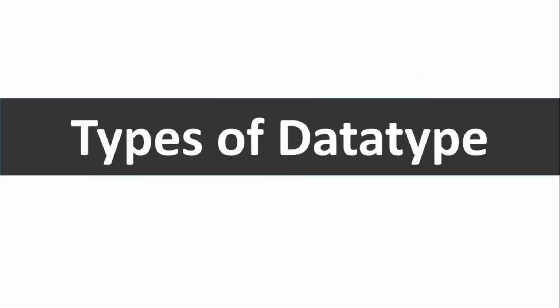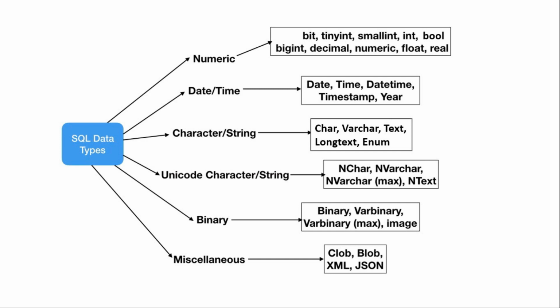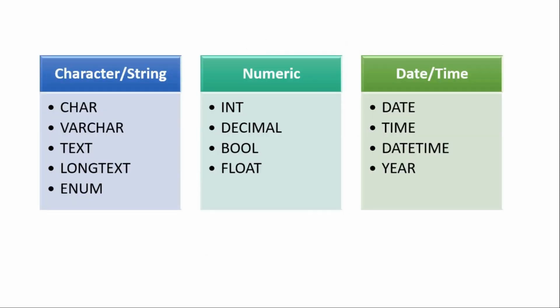So now let's see how many types of data types are available. So in SQL, mainly we have these 6 types of data types, which are numeric, date or time, character or string, Unicode characters or string, binary and some miscellaneous data types. But generally we use only a few data types. So in this video we will only discuss those important data types which are frequently used. So character or string, numeric and date time are the most used data types. So now we will discuss each of them one by one.